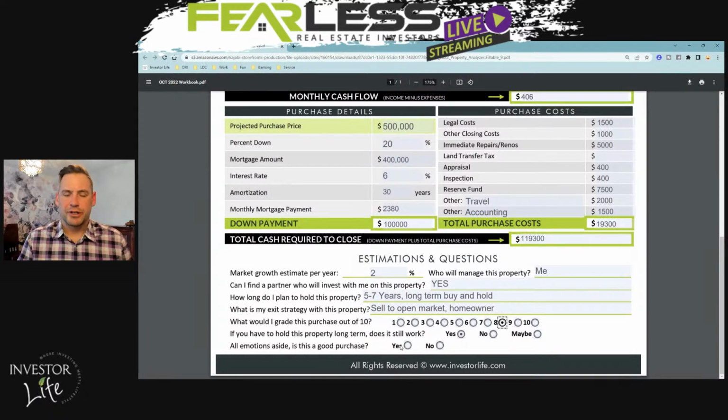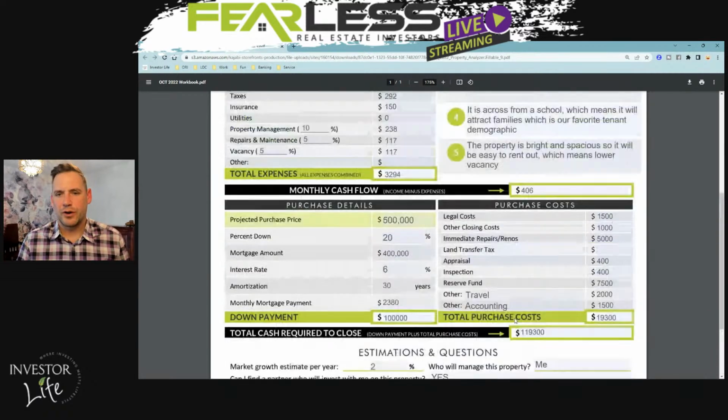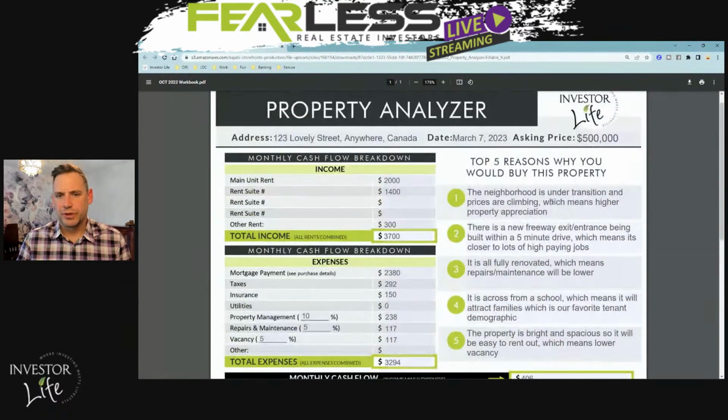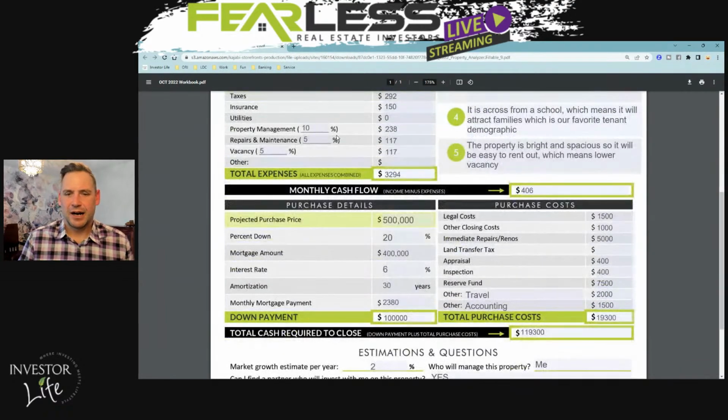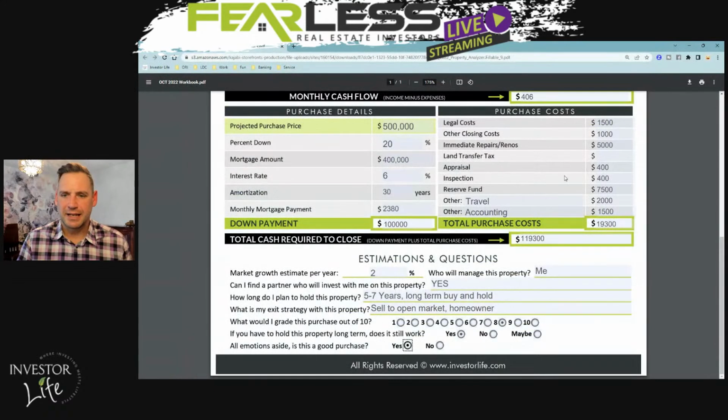And the last question is an important one, guys: all emotions aside, is this a good purchase? So again, that comes down to comparing it with other ones. I would say from what we have seen so far, this property cash flows. There's really good reasons why we might buy it. It happens to be on Lovely Street, which is amazing. The purchase costs make sense. Our ROI is going to be not too bad because we're not dumping a ton of money into it other than the down payment.